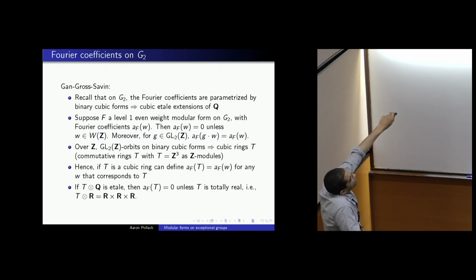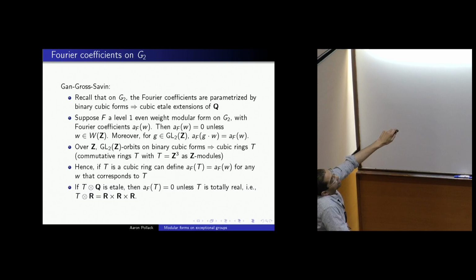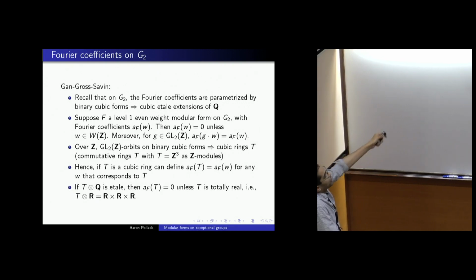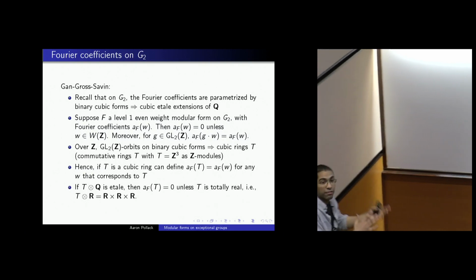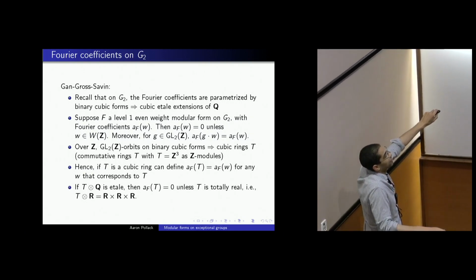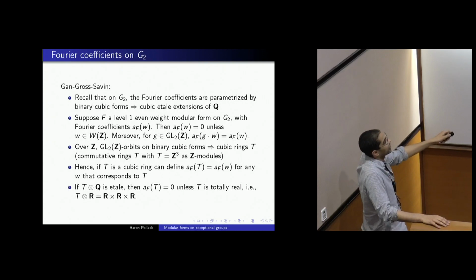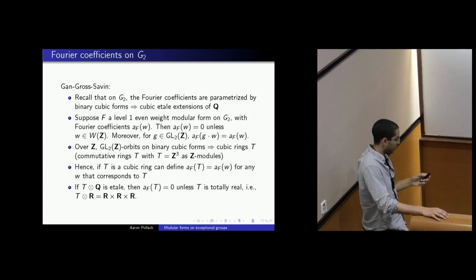Those orbits correspond to cubic rings T, so commutative rings T that are Z cubed as a Z module. If you fix a cubic ring T, then you can define the Fourier coefficient of a modular form on G2 that corresponds to T via the Fourier coefficient of that modular form for W, where W is any binary cubic that corresponds to T. The positive definite condition written this way for cubic algebras is that the cubic algebra has to be totally real. So the Fourier coefficient is 0 unless T tensor R is R cross R cross R.